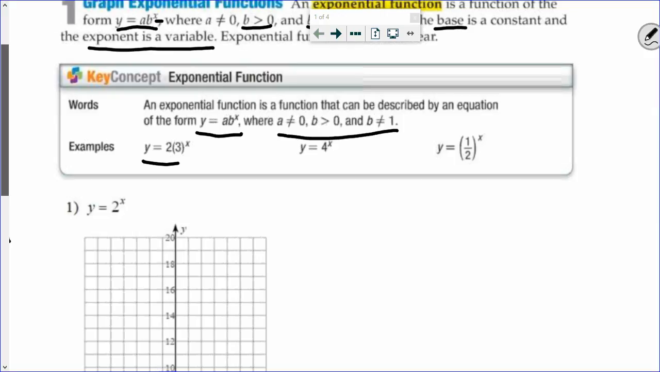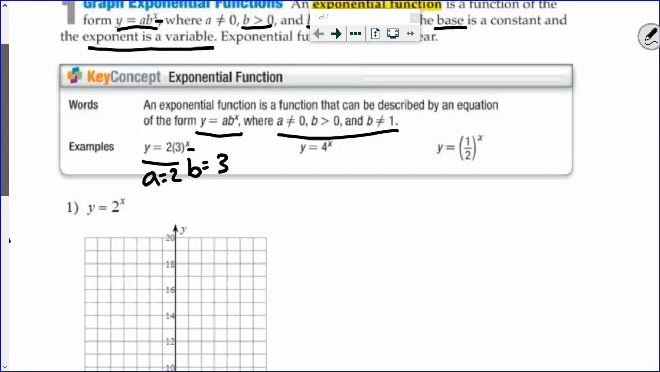So in this first example, 2 is a constant. 3 is our base, our b value is 3. Our a value is 2. And again, our exponent is a variable x. So that's where we're going to be substituting values into this function. If you remember with linear functions, we would plug in x values and find out what the range value, the y value, was. And we'll be doing similar work here today where we're plugging in values for x. So our exponent is going to change.